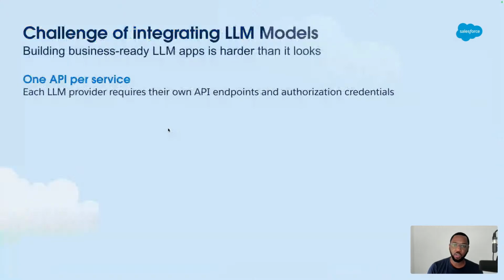So let's first talk about the challenge of integrating large language models into applications that are actually business ready. It's really easy to use consumer grade applications, but when it comes to business, it's a little bit different. One of the first challenges is that there's generally going to be one API per service. So if you want an application that can take advantage of all the different innovations being made by all of the different companies building generative AI models and tools, you'll have to integrate one API per service.